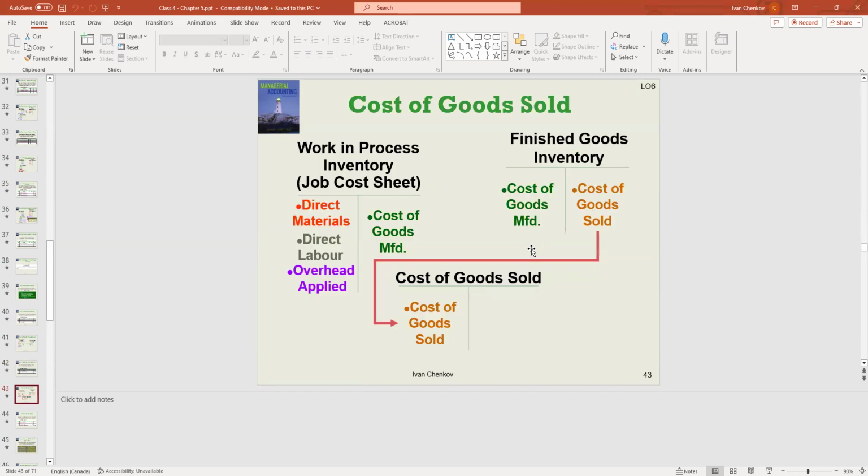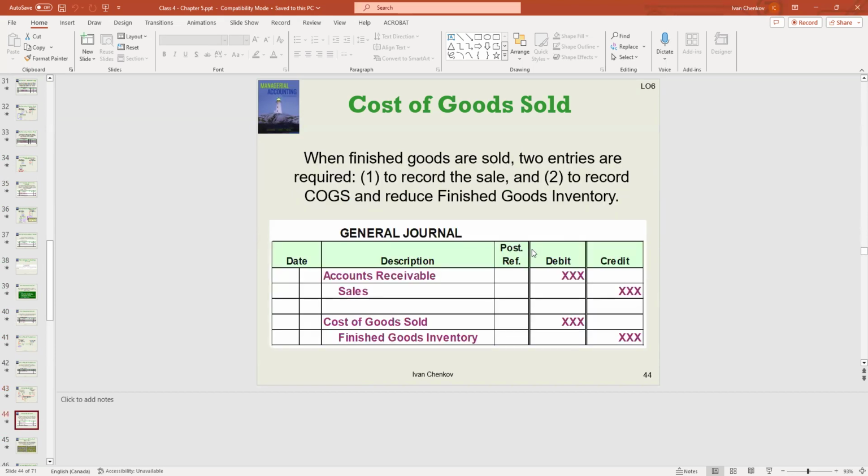Once the goods are sold, we have to do two transactions. The first transaction will be to record the sales and increase our assets, either accounts receivable or cash. And the second transaction is to record the cost of goods sold and reduce our inventory.